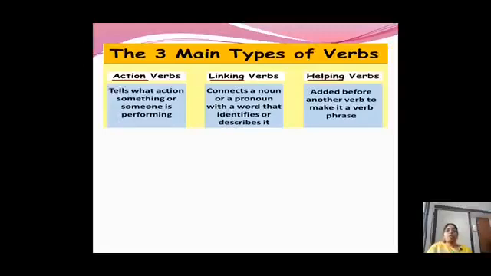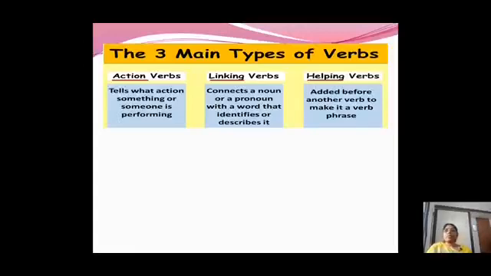Helping verbs, you all know helping verbs. Shall, will, all modal verbs can be considered as helping verbs. Shall, will, could, would, must, might, can, may, have, had, has, do, did. All these come under helping verbs. Shall we move in detail?